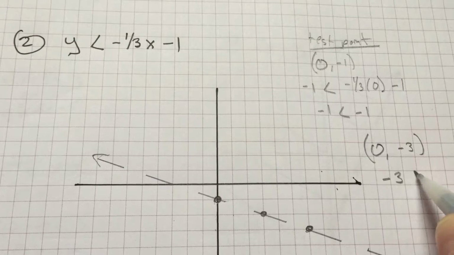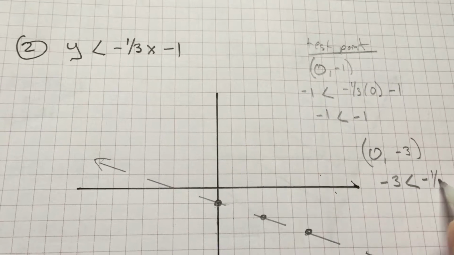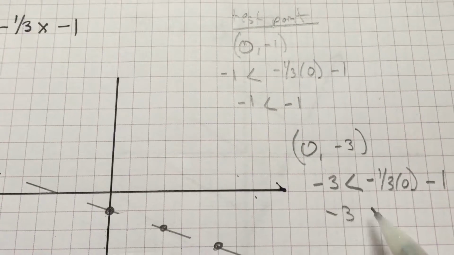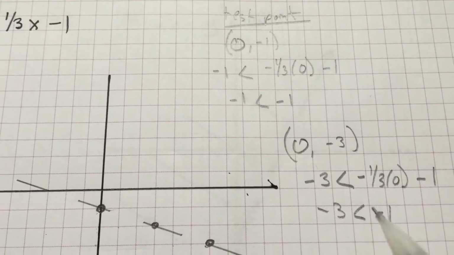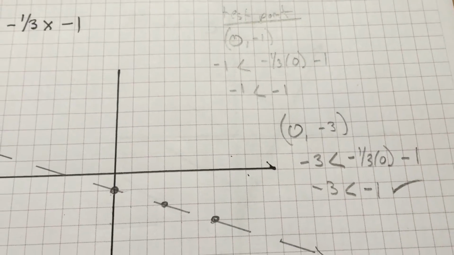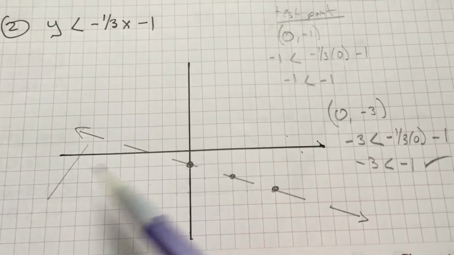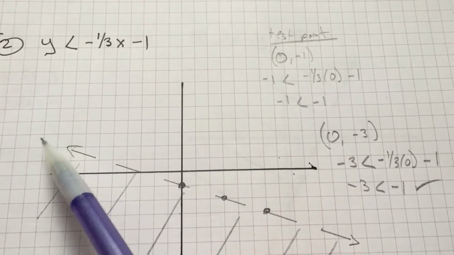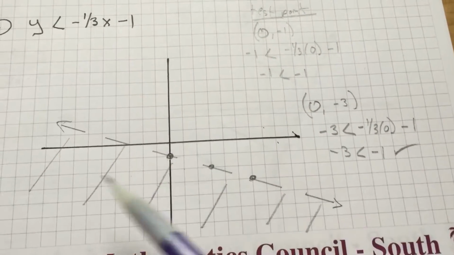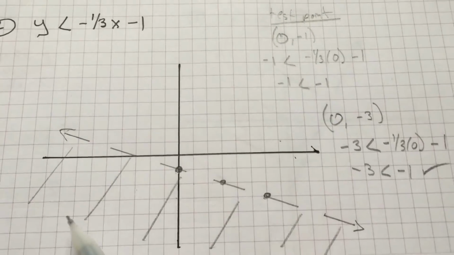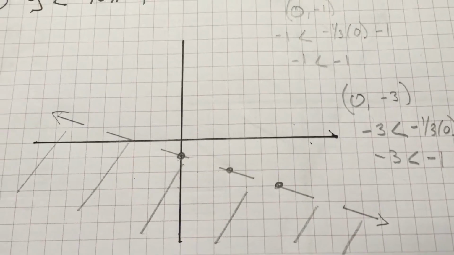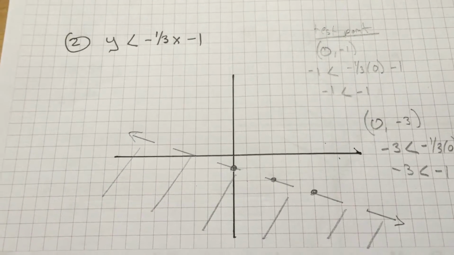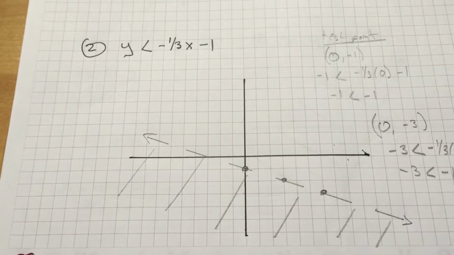So this will be negative 3 is less than negative 1/3 times 0 minus 1. So this will be negative 3 is less than negative 1. Negative 3 is, in fact, smaller than negative 1. That works out. So that means I'm going to shade all over here. Again, notice that I have arrows on my line. Notice that I can easily read any point. And I could have picked any single point to test. Again, I like to pick numbers that will make my variables disappear. So I like to pick them with zeros in them.